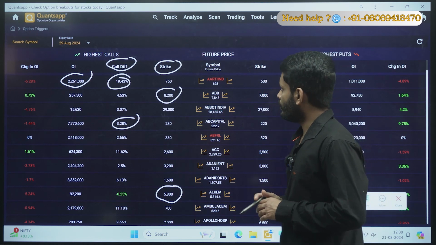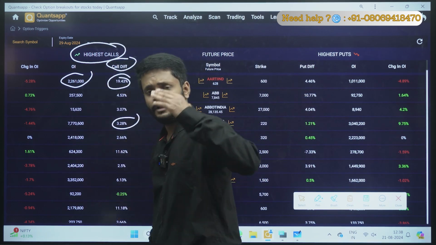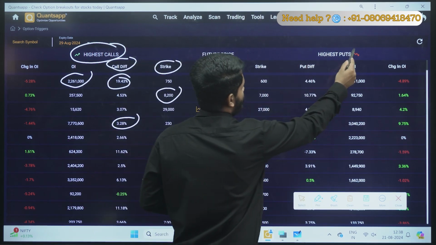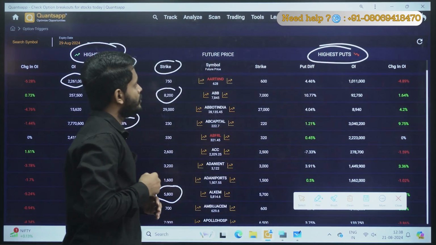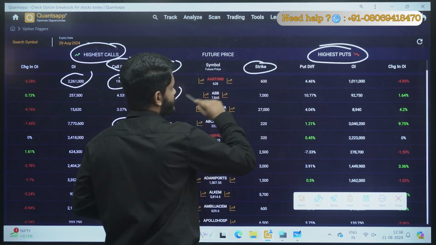Okay, so now same on the put side. Now here, if you see, this is the highest call side. So this was about the call side. Now let's talk about the put side. So again, as I said, this strike indicates resistance, this will be a support.